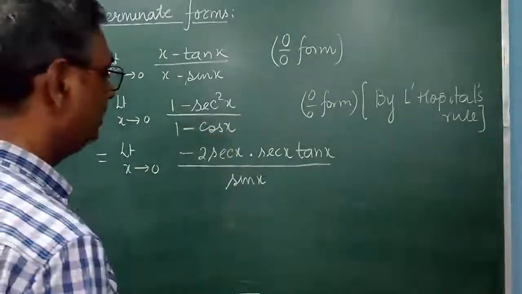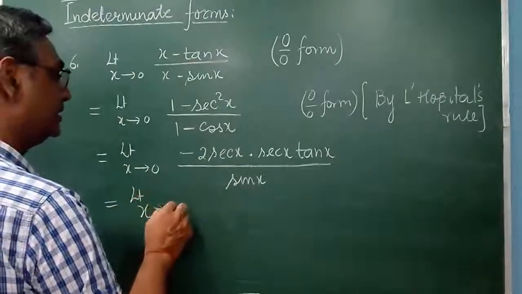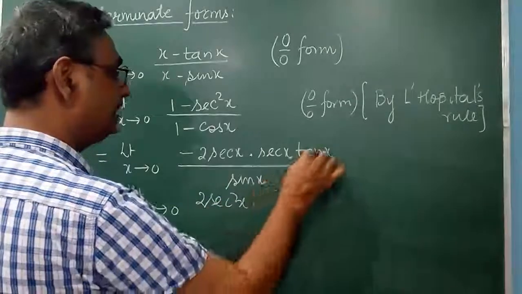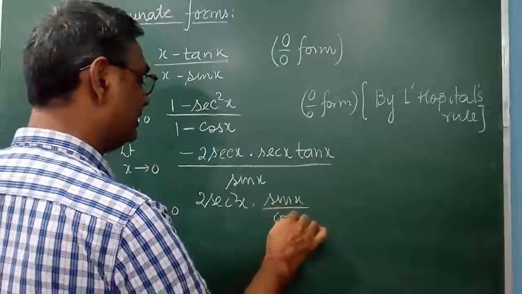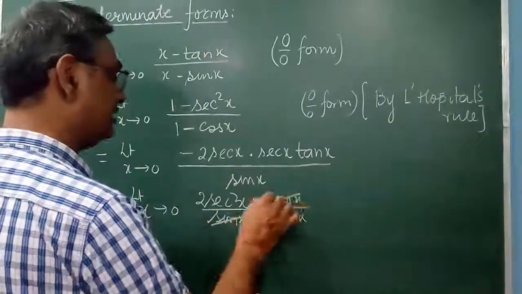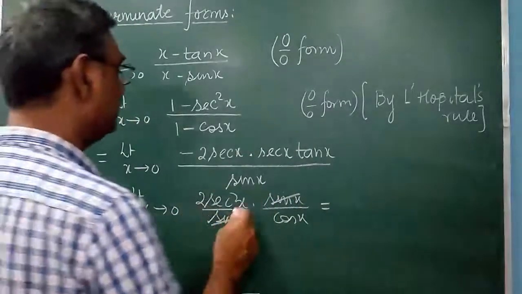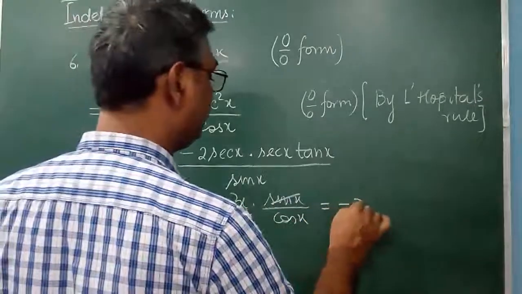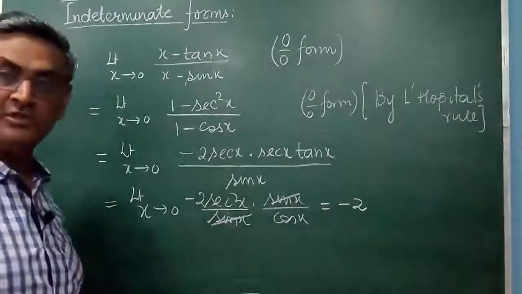Now we can write it as limit x tending to 0, this is 2 sec square x, and tan x we can write as sin x upon cos x, and here sin x is already there. So this sin x and sin x will get cancelled. Now you can put the limit. Minus is already there, so you can put minus. So the answer will be minus 2 because sec 0 is 1 and cos 0 is also 1.